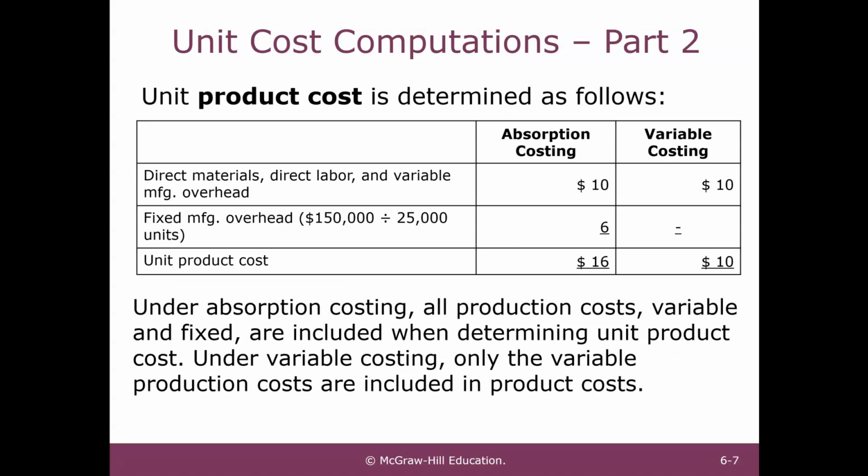To get the unit product cost under variable costing, you take that $10 of direct materials, direct labor, and variable overhead. To get the unit product cost under absorption costing, you have that same $10. But in addition, absorption costing absorbs all of the costs, so the fixed manufacturing overhead is included. Take the $150,000 fixed manufacturing overhead, divide it by how many units, and you get $6. The unit product cost under absorption costing is $16.